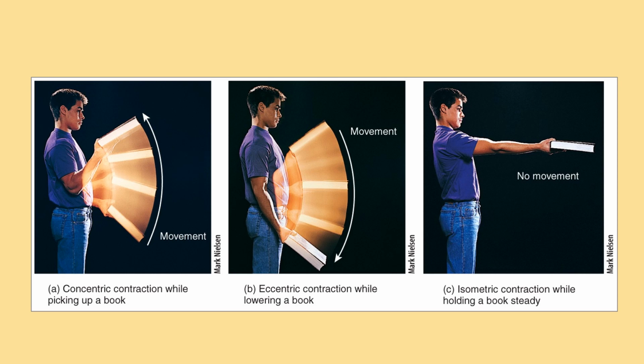And here we can summarize those three new vocabulary terms. So in panel A, we see concentric contraction. So the muscle is shortening while maintaining a constant tension because the weight of the book, the load, remains stable, but the muscle is getting shorter. In panel B, we see eccentric contraction. The muscle is getting longer and the load is remaining constant. And then in panel C, we see isometric contraction and the load is remaining stable. The muscle length is remaining stable as that person just holds the book out steady.